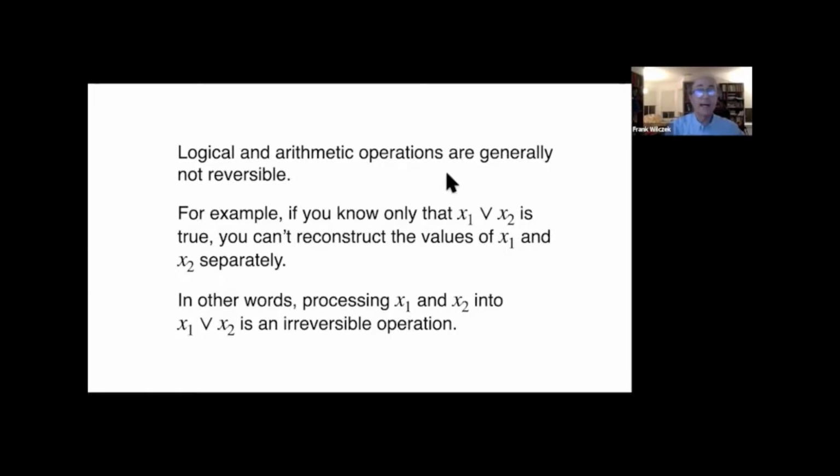So arithmetic and logical operations are generally not reversible. For instance, if you know only that x1 or x2 is true, that doesn't allow you to reconstruct the values of x1 and x2 separately. It might be that x1 is true and x2 is false, or it might be that x1 is false and x2 is true, or it might be that both of them are true. You can't really tell if all you know is that x1 or x2 is true. In other words, if you process the values of x1 and x2 onto the value of x1 or x2, that's an irreversible operation.